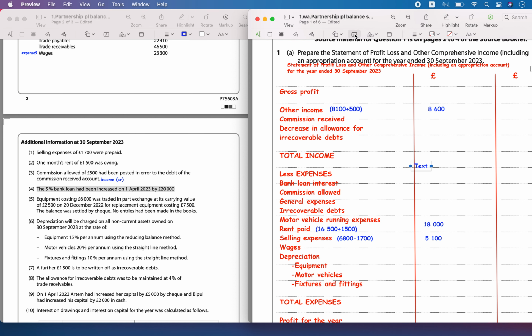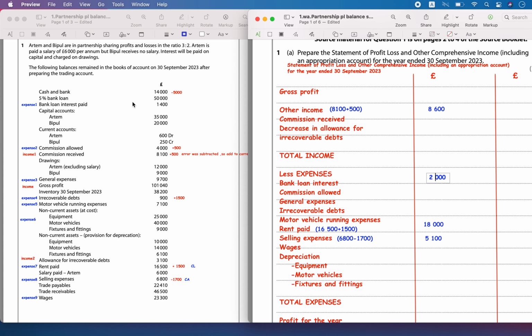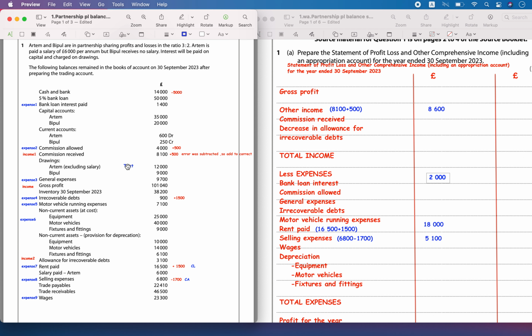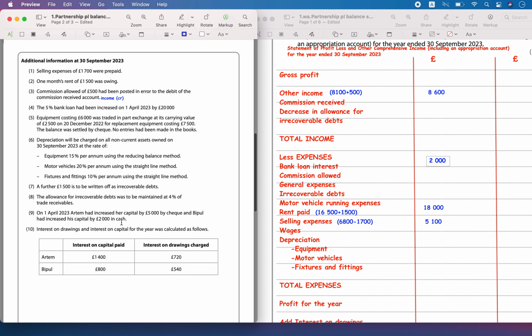Now let's adjust the bank loan interest. That is equal to the total for the entire year, it must be 2,000. Okay, for the entire year, and how much they have paid was 1,400. So the extra 600 has to be paid, that becomes a current liability, so CL. So this will represent as current liability.